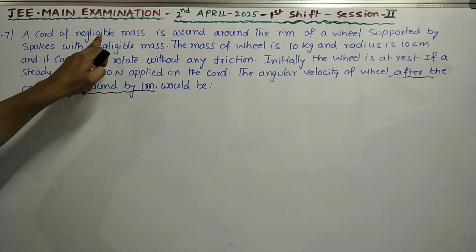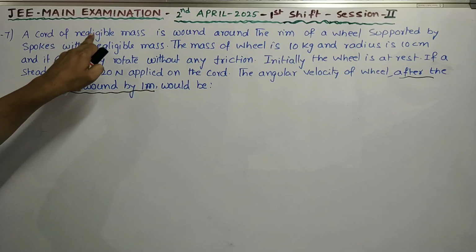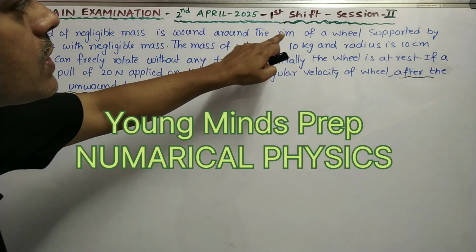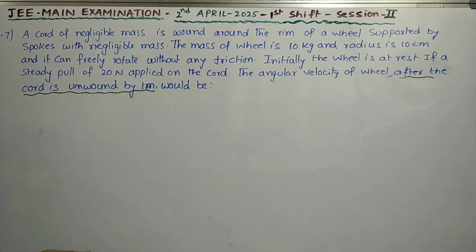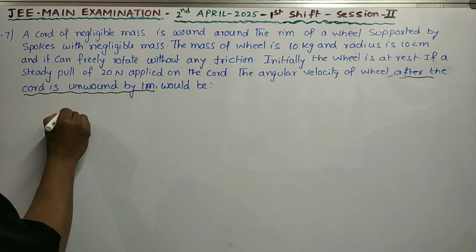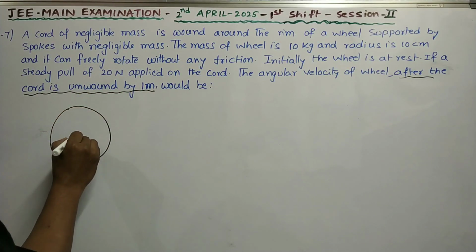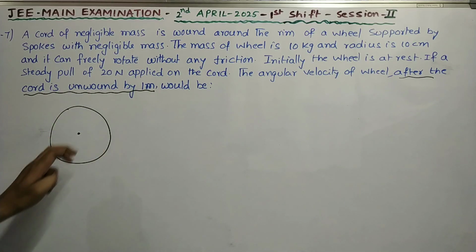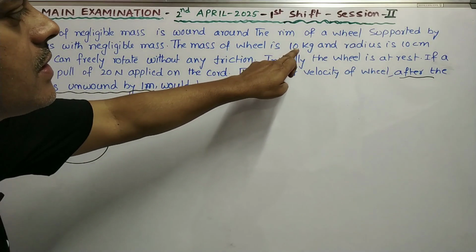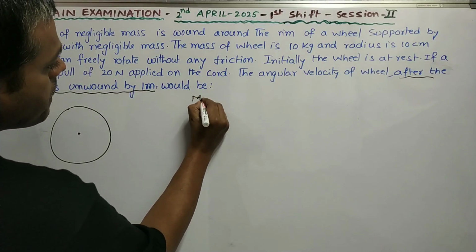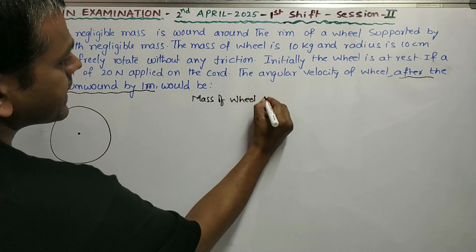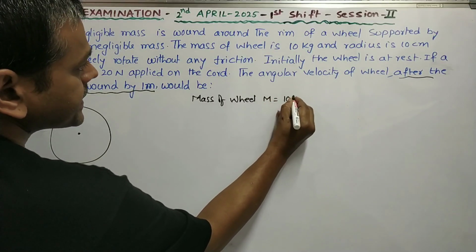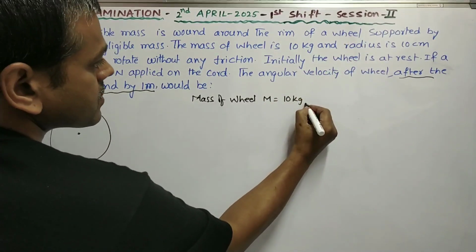A cord of negligible mass is wound around the rim of a wheel supported by spokes of negligible mass. Okay. Suppose this is a wheel. This wheel is fixed at its center. The mass of the wheel is given. Mass of wheel, capital M, is equal to 10 kg. And the radius is also given.